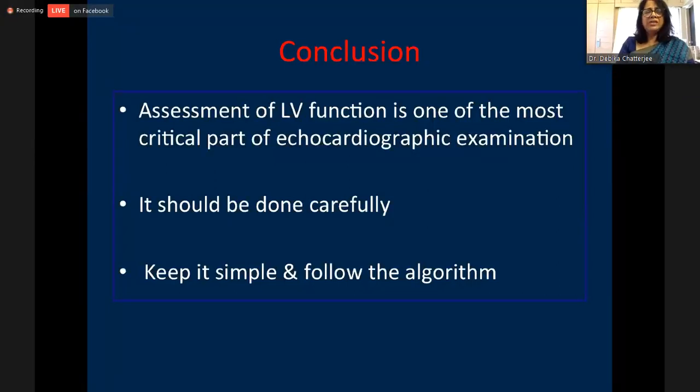So to conclude, I'd say that assessment of LV function is one of the most critical parts of echocardiographic examination, but it should be done carefully, making it very simple and following the algorithm.